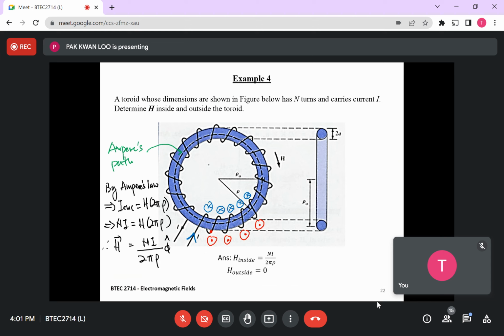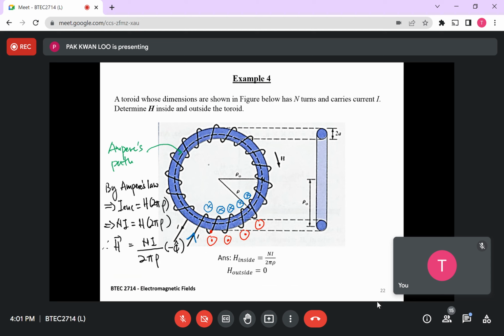So this is inside the toroid. I would say this is in the negative phi direction, because it is clockwise. If it's anti-clockwise, then it is positive phi. So the magnitude of the magnetic field inside the toroid is n times I divided by 2 pi rho.